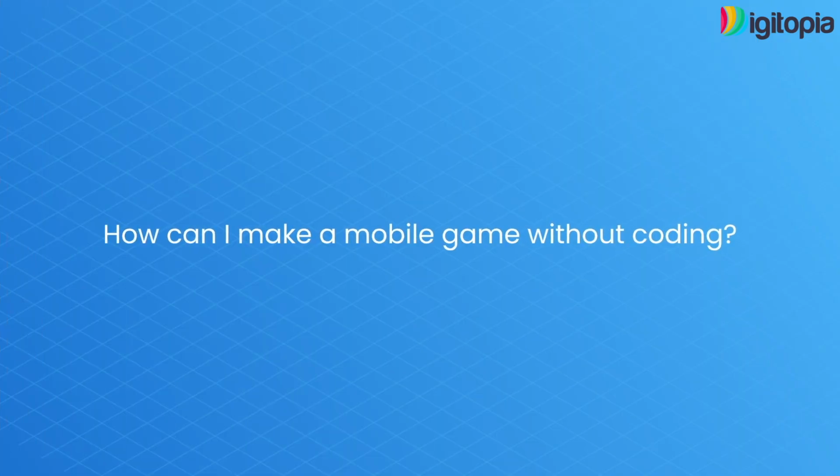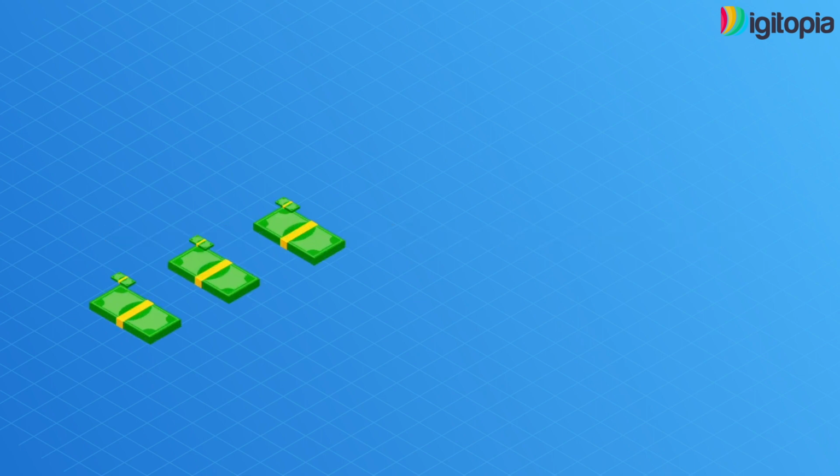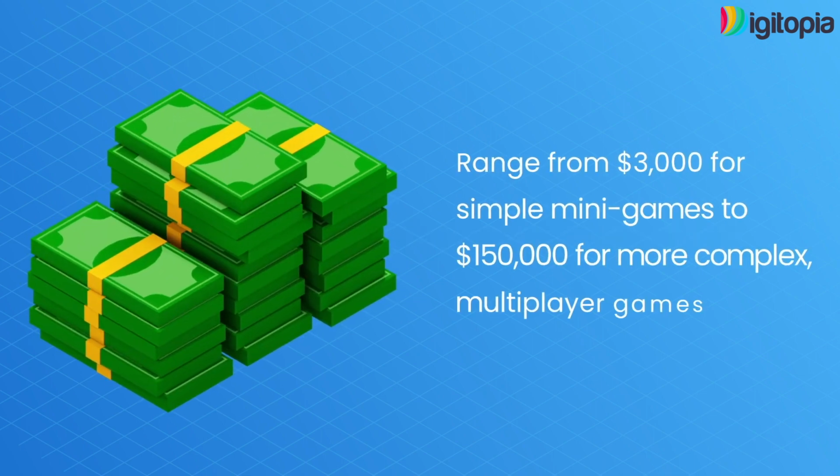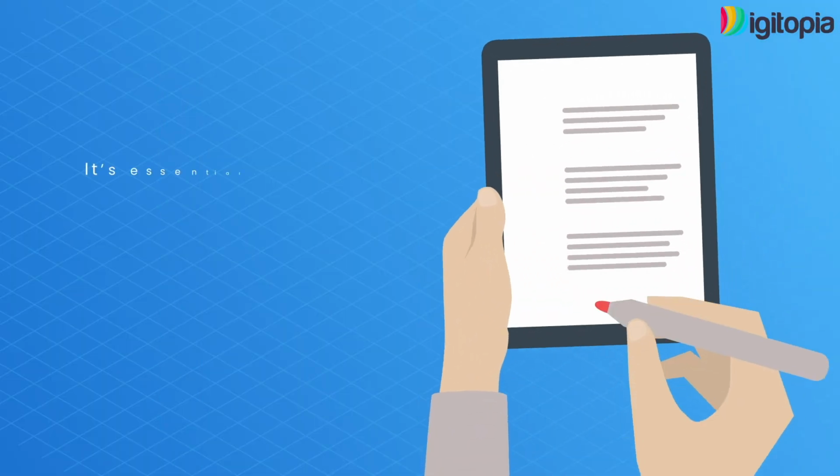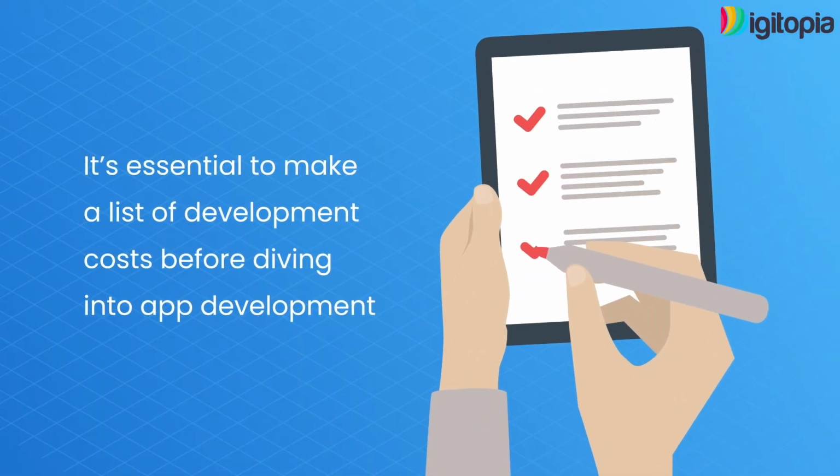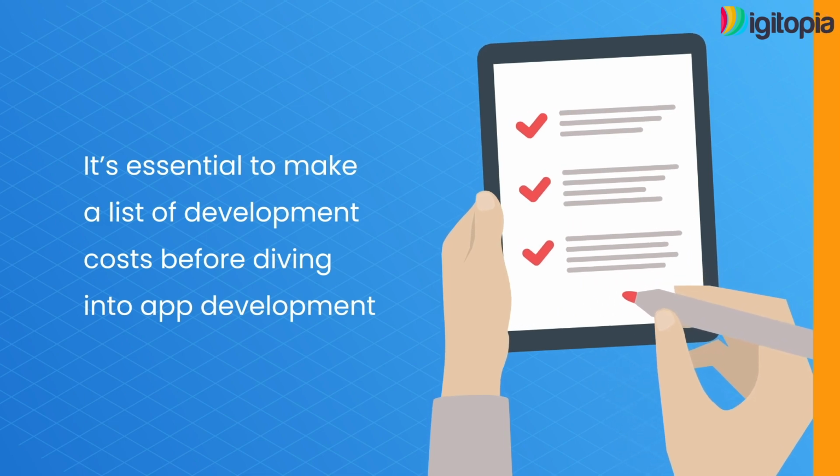How much does it cost to make a mobile game app? Starloop estimates that game development costs typically range from $3,000 for simple mini-games to $150,000 for more complex multiplayer games. Therefore, it's essential to make a list of development costs before diving into app development.